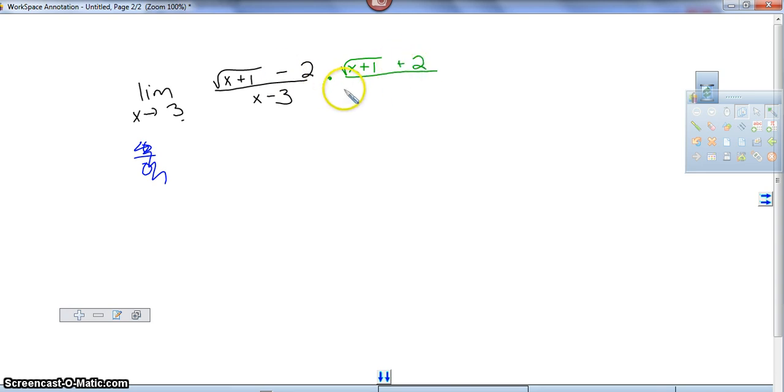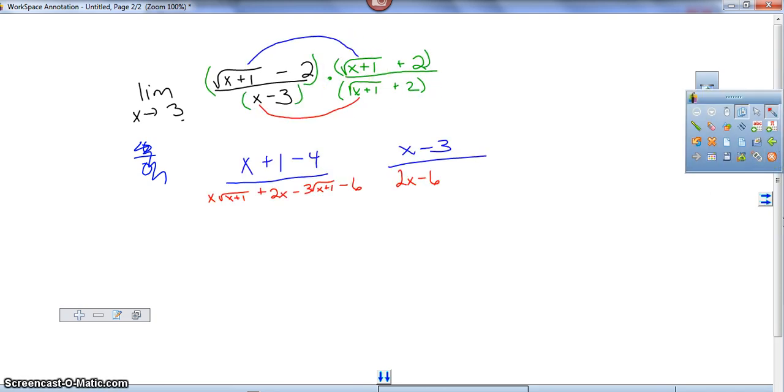But if I do that to the numerator, I have to do that to the denominator. So I'm going to multiply the denominator by that same thing.